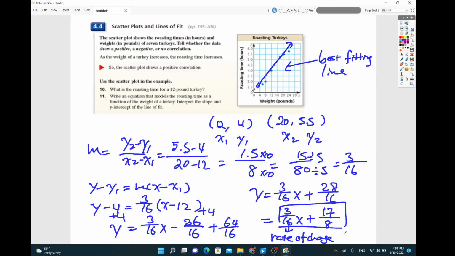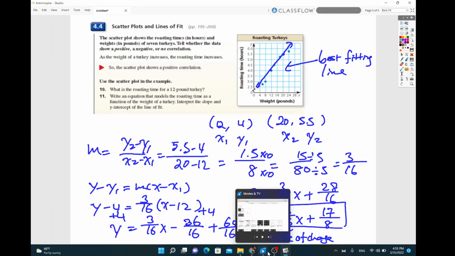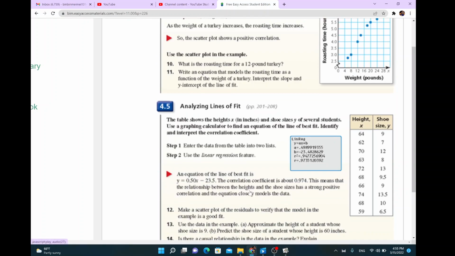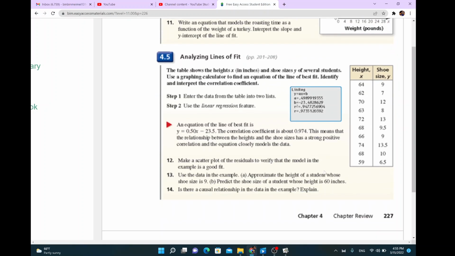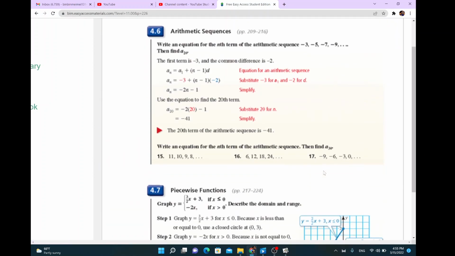Okay, any other questions that we have? Besides this one, let me go on to the next slide. The next one, the scatter plot, we're not doing that. For the calculator, I actually explained that in one of those videos, so make sure that you check the scatter plot, along with the best fitting line. And then 4.6 is about the arithmetic sequences.